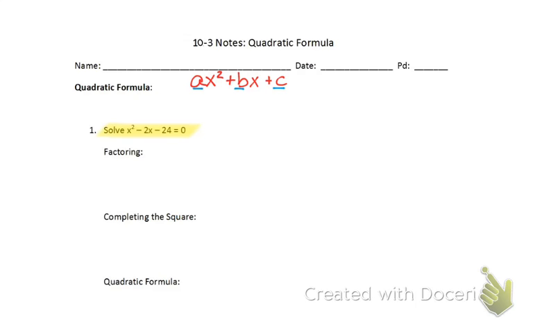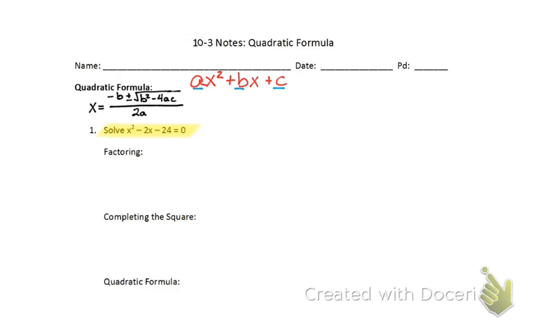So first of all, let's start out by just giving you the quadratic formula. This is something that you will just be given. You do not have to memorize it, although most people do. The quadratic formula is x equals negative b plus or minus the square root of b squared minus 4ac, all over 2a.